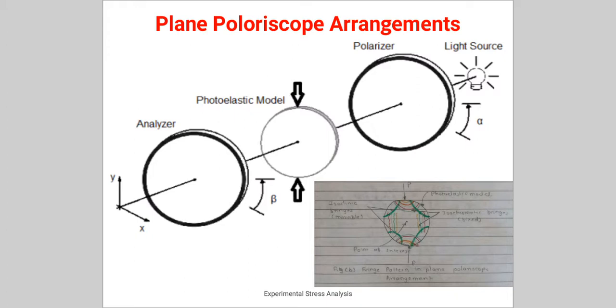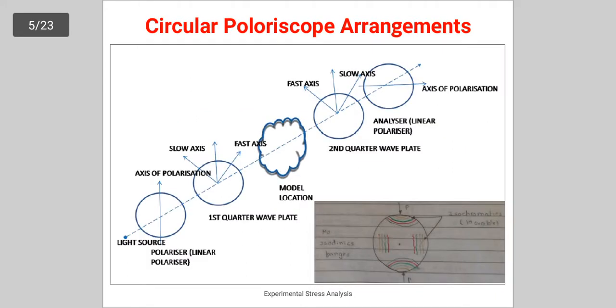Now once the direction is calculated, we have to go for the further parameter, that is, the calculation of the magnitude of principal stresses. That means we have to calculate the value of sigma 1 minus sigma 2, or the value of sigma 1 separately, or the value of sigma 2 separately. Now the circular polariscope arrangement. Already we have discussed that the plane polariscope is used to find the direction. Now I have to calculate the magnitude of principal stresses.